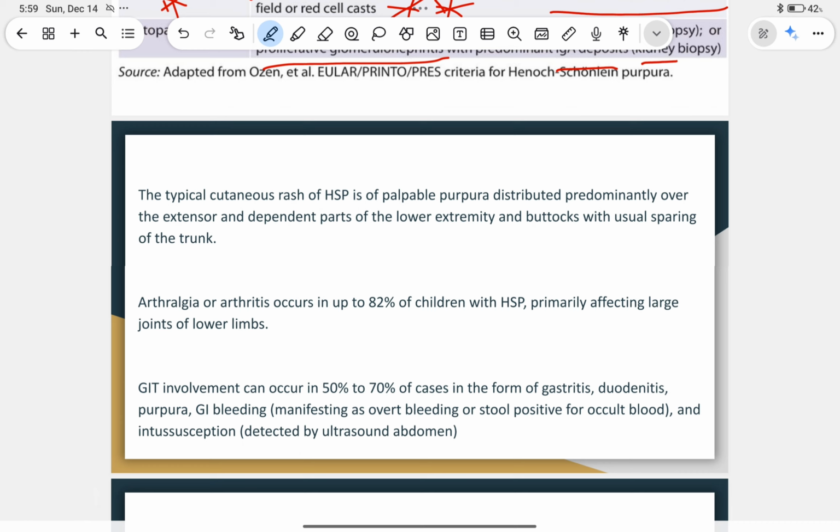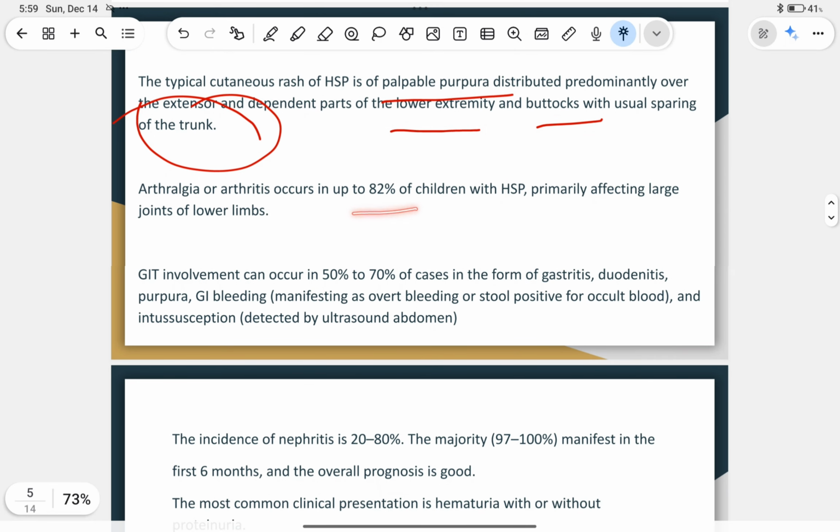Typical rash of HSP involves palpable purpura distributed predominantly over dependent parts, mainly in the body, first lower extremities and buttocks, usually sparing of the trunk. This is an important finding. Sparing of the trunk in HSP. And arthralgia and arthritis that involve almost 80% of the children, and GIT also can involve.